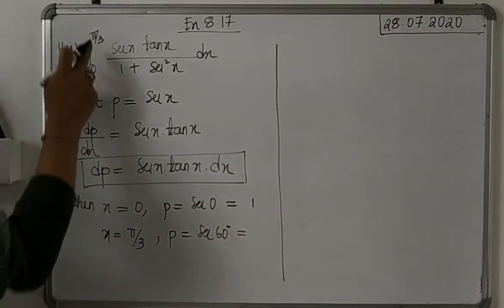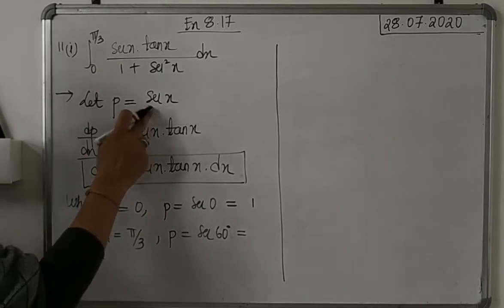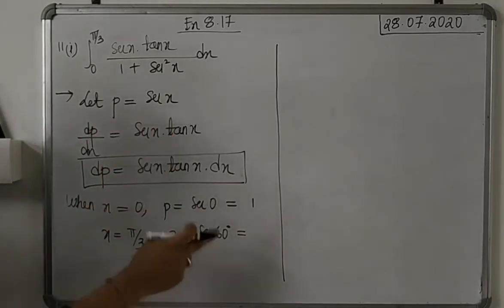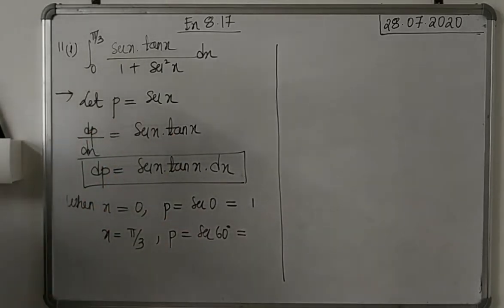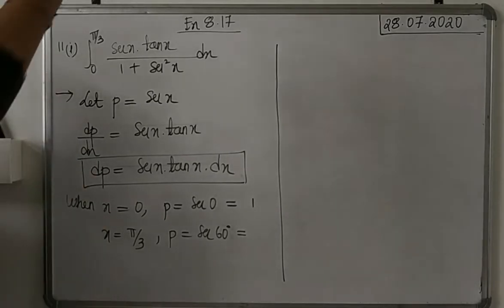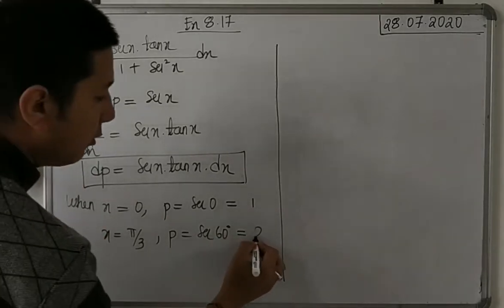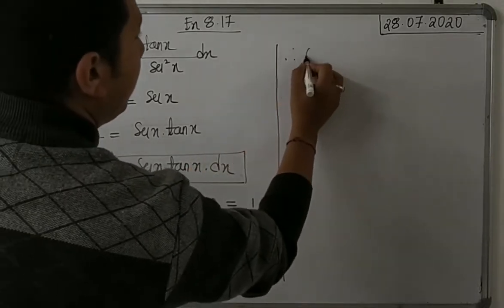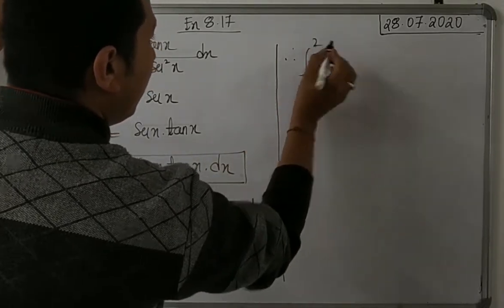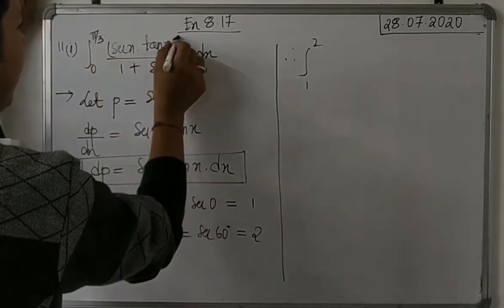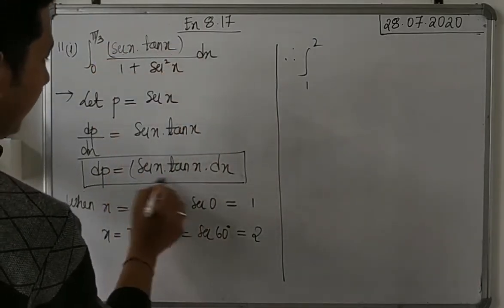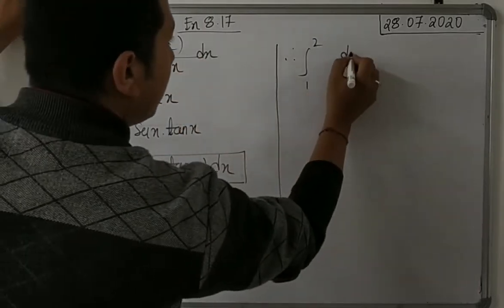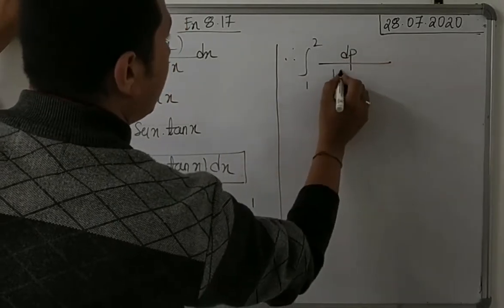When x equals pi by 3, p equals sec 60. So sec 60 is the reciprocal of cos 60. So what is cos 60? Cos 60 means half. So hence this will be 2. I hope you are clear till here. So now the whole integral becomes lower limit 1, upper limit 2. The numerator sec x into tan x dx is dp. Right? And therefore the denominator is 1 plus p square.